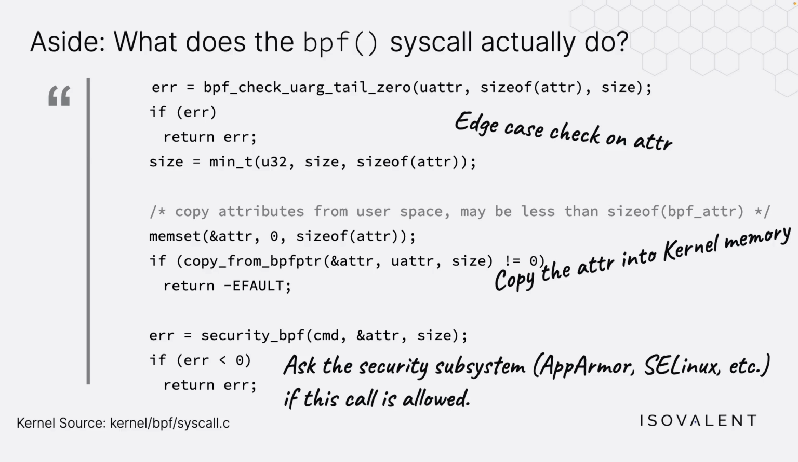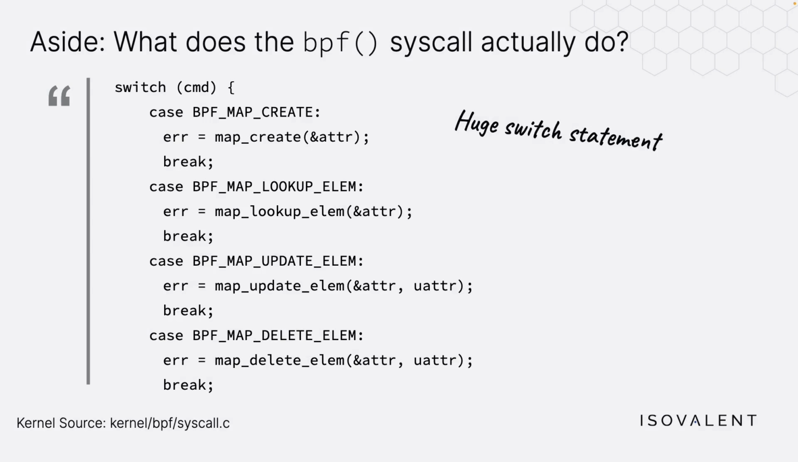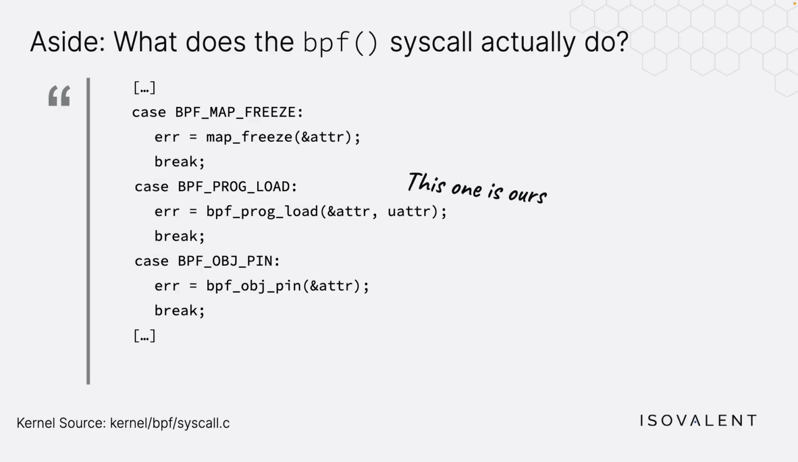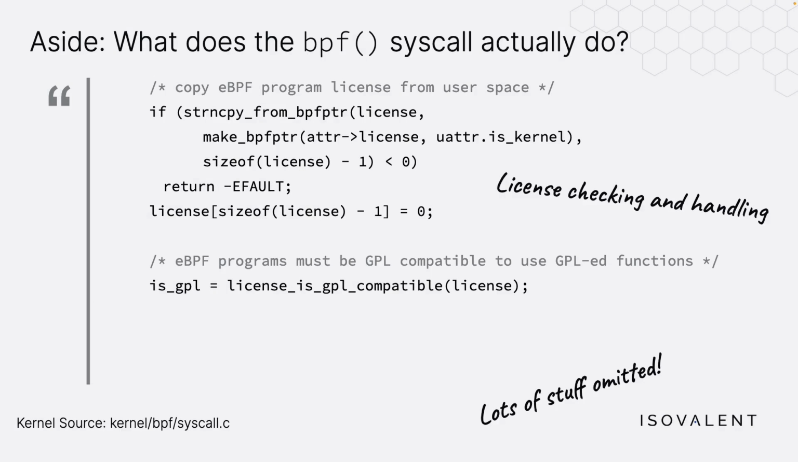We're also, now that we've got the attrs over into kernel memory, going to ask the security subsystem if the call is allowed. So this is where AppArmor or SELinux or something like that would come into play to allow or deny eBPF calls. Then we just have a massive switch statement, which has one per operation type. Further down, there's BPF_PROG_LOAD, which is for us, which calls a function called bpf_prog_load.